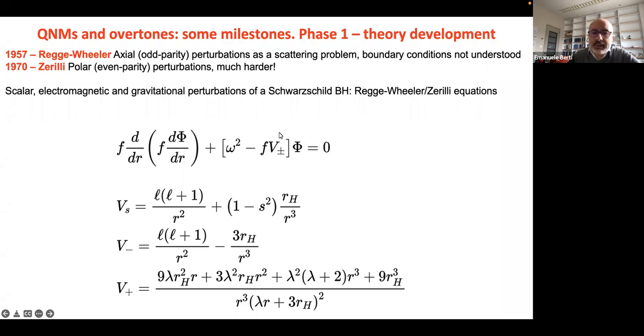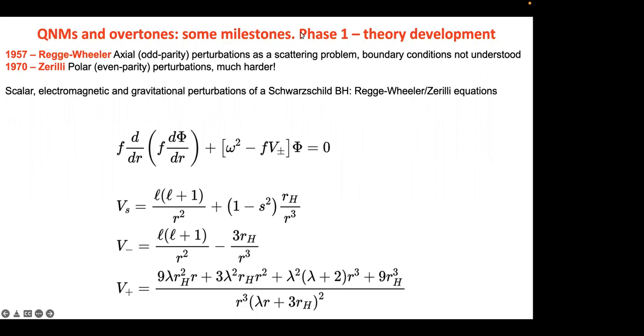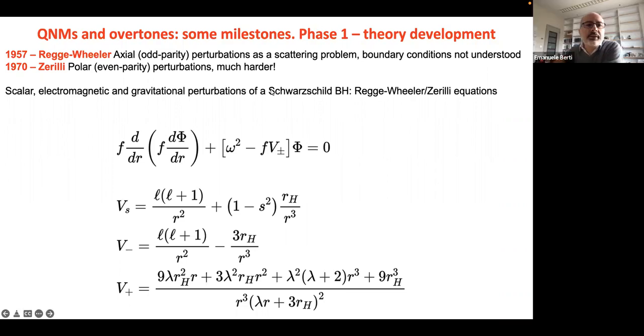So in this scattering problem, what you have is that you need to solve a Schrödinger equation with certain boundary conditions. The boundary conditions were not understood at the time when Regge and Wheeler formulated the problem in this way. It also took a pretty long time, about 13 years, for the corresponding problem under polar parity to be resolved. And it took so long because the polar equations are much more complicated. The problem was solved by Zerilli only in 1970.